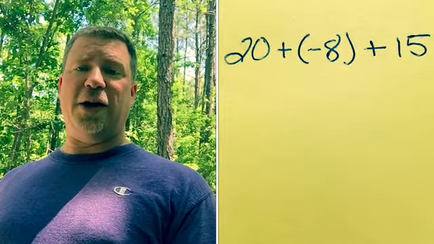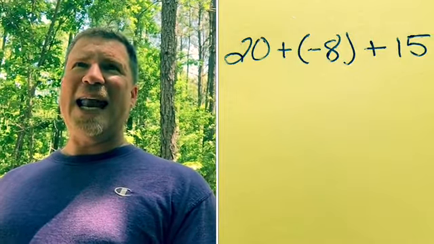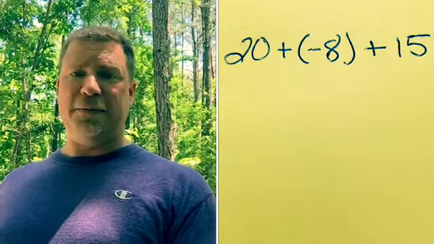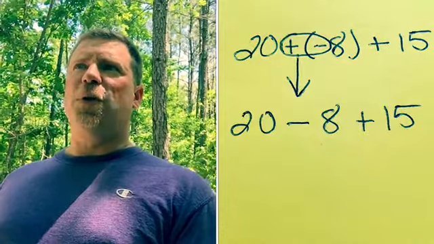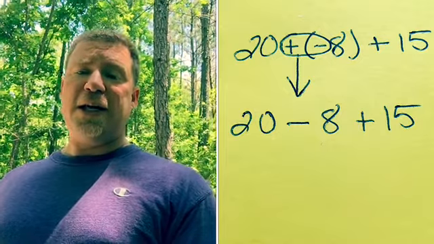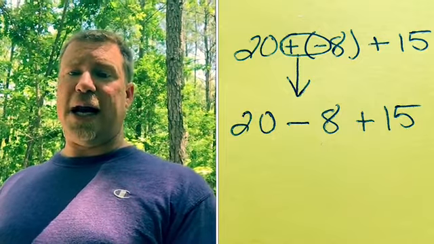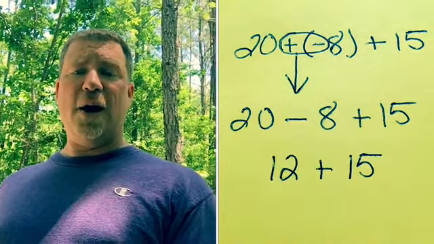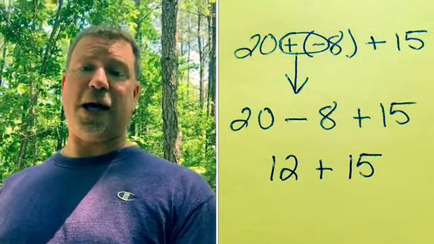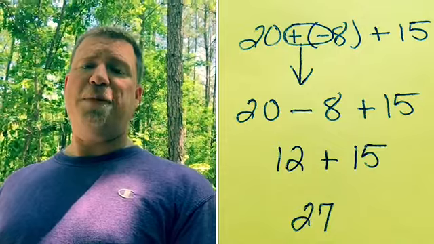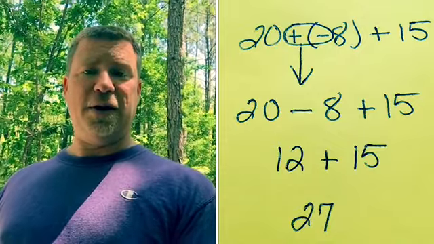So we started at the 20-yard line, and we lost 8 yards. So adding a -8 is the same as subtracting. So we can say 20 plus -8 is the same as 20 minus 8, which is 12. Now we're going to take that 12 and add it to the 15 yards we gained on second down. So 12 plus 15 equals 27.